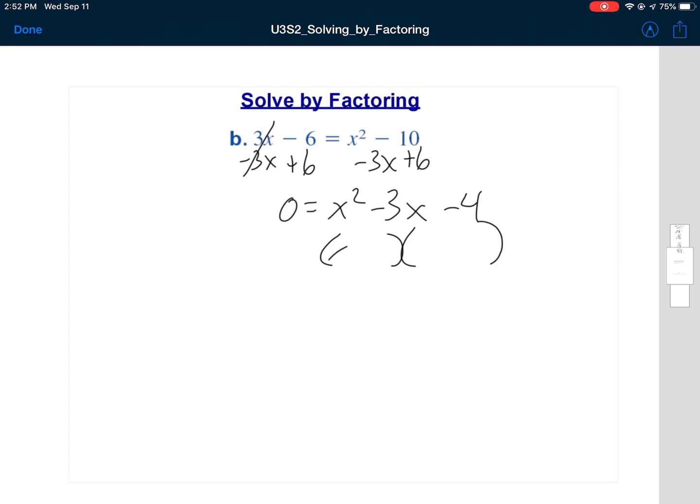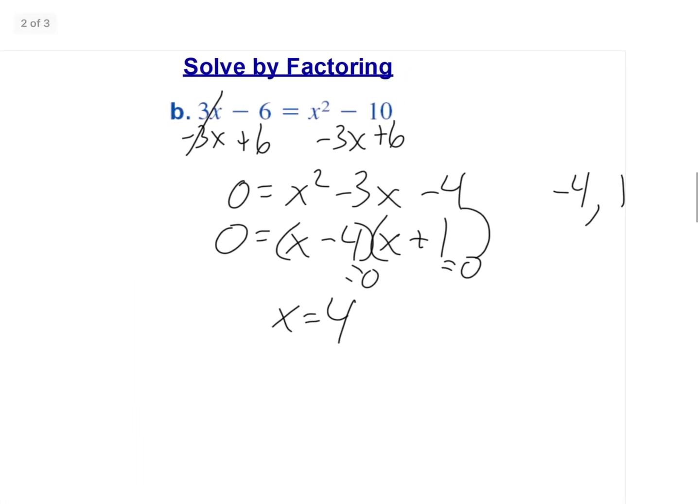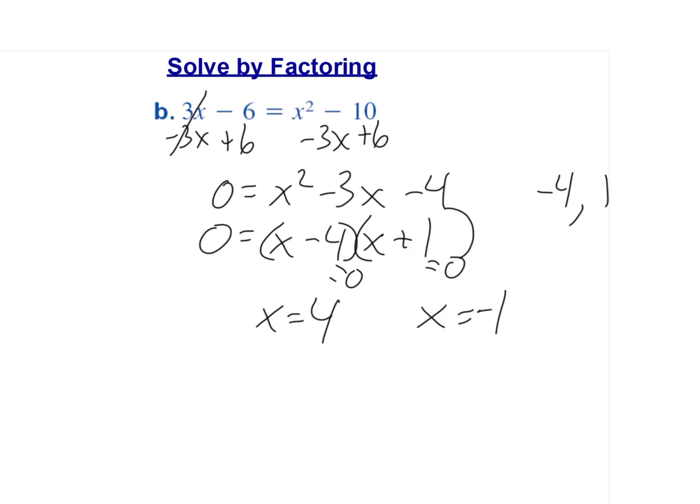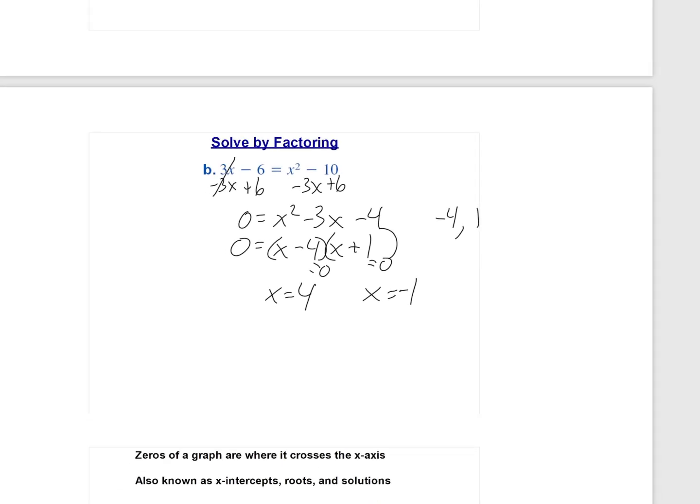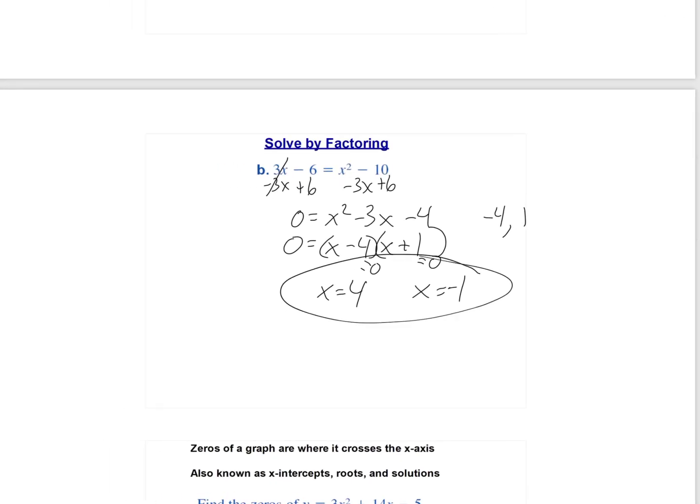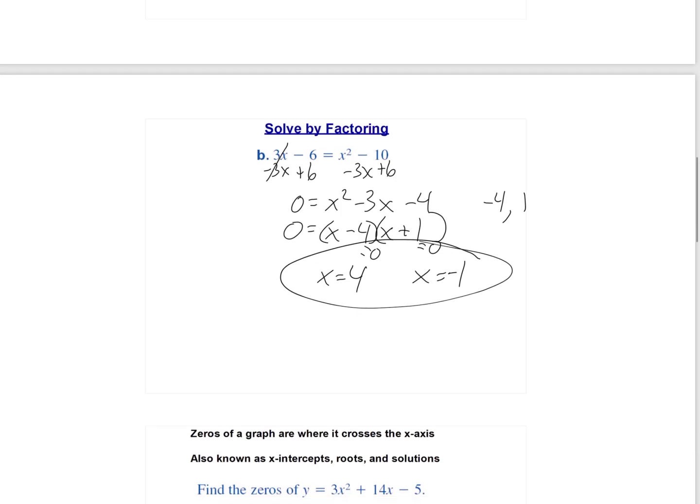Only one way to get x squared, and that's x times x. And the factors of negative 4 that add up to be a negative 3 would be negative 4 and 1. So minus 4 plus 1. Okay. Add 4 to both sides, and one solution is x equals 4. Subtract 1 from both sides and get x is equal to negative 1. And there are my 2 solutions for that.